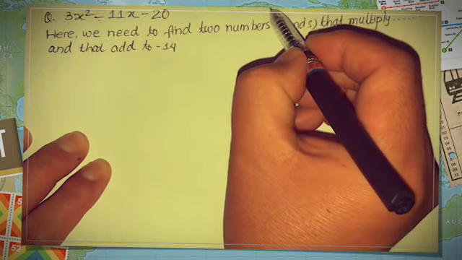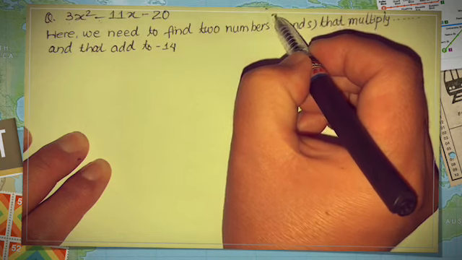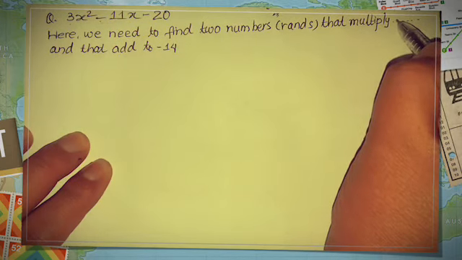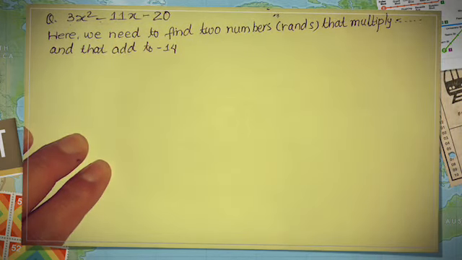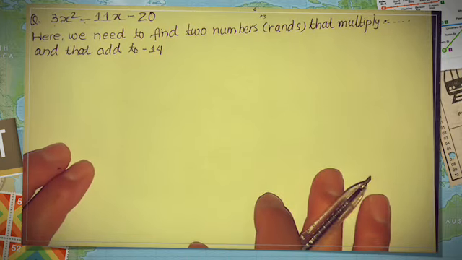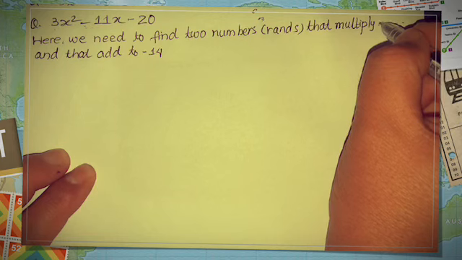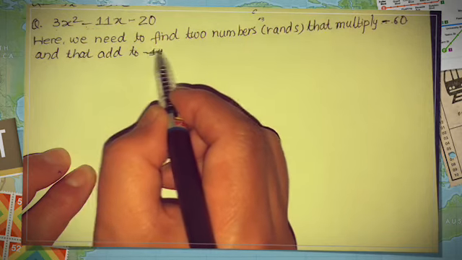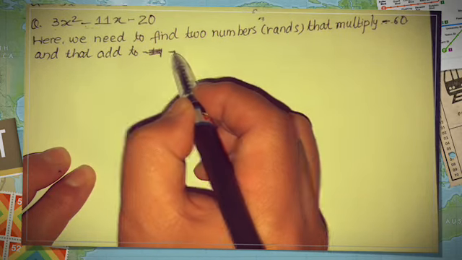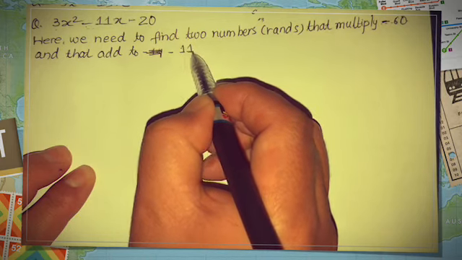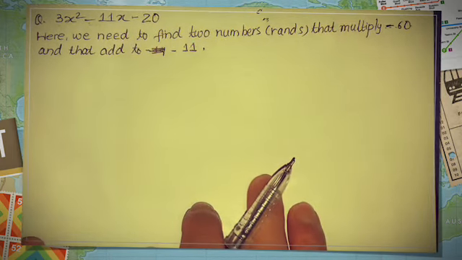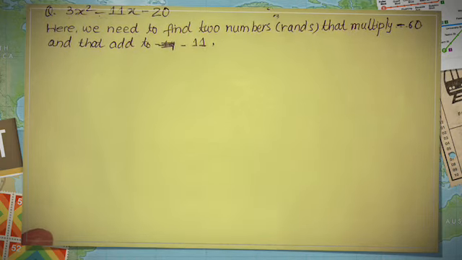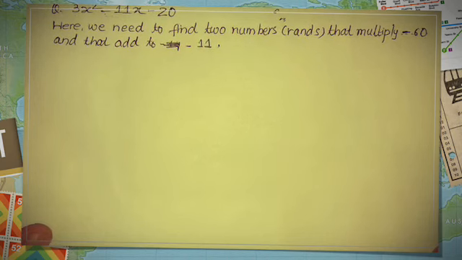So for the conditions of multiplication, when the leading coefficient is other than 1, then that also should be used. That means 3 multiply minus 20. 3 multiply minus 20. What is it? Minus 60. Okay, we have to use minus 60, and that adds to minus 11, not 14. Okay, at first we have to make the condition like this. Now we have to search for the two numbers that satisfy both conditions.